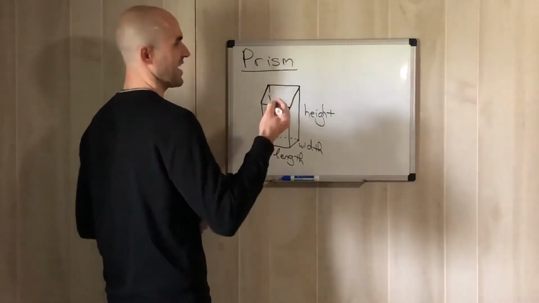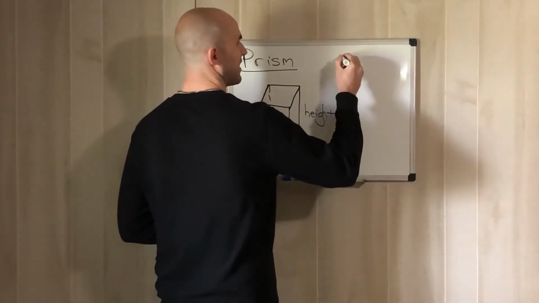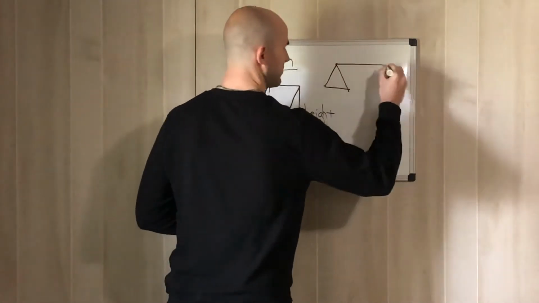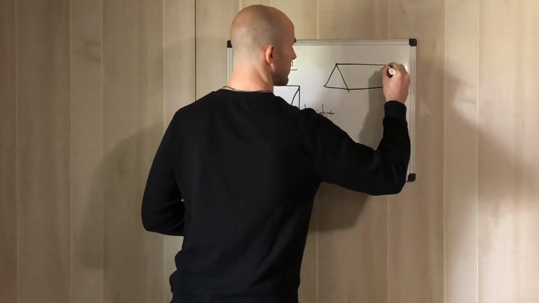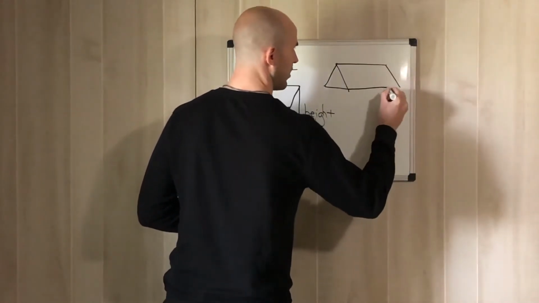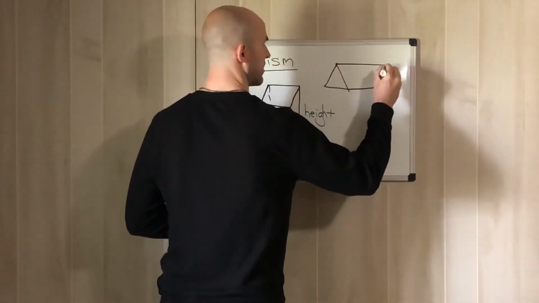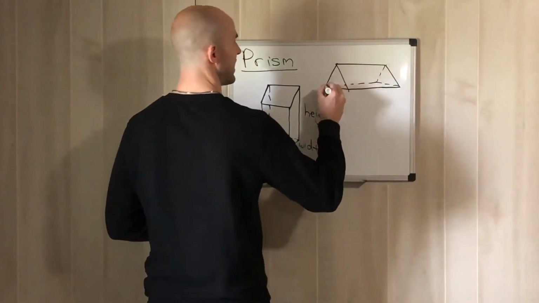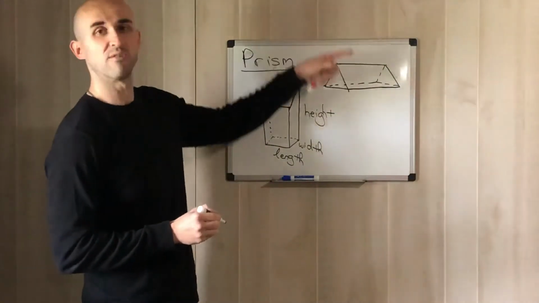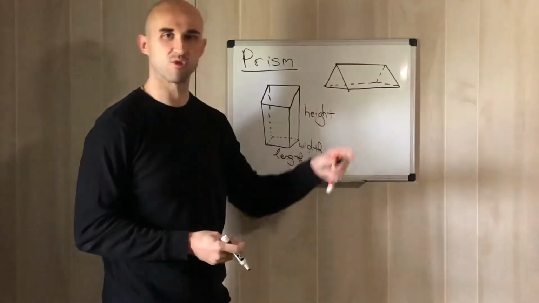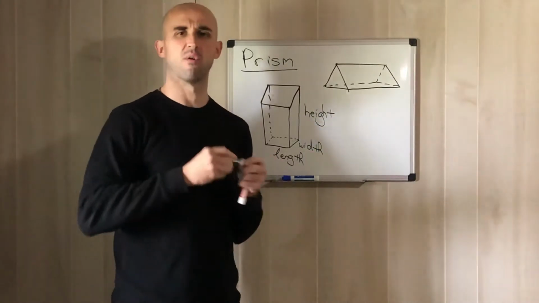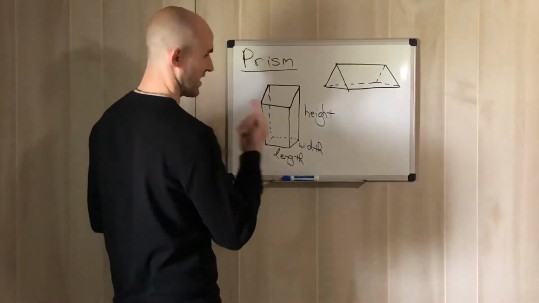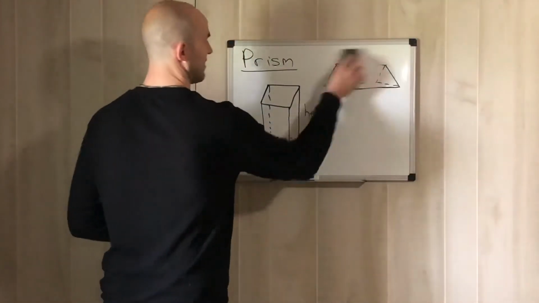If you had something that looked like this, what this would be called is a triangular prism. The reason this would be a triangular prism is because what's going around are rectangles and the bases are triangles. But for now, just remember, what makes a prism is that it has rectangles going around the sides.